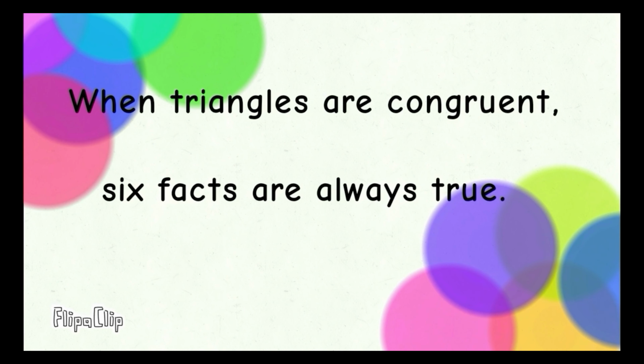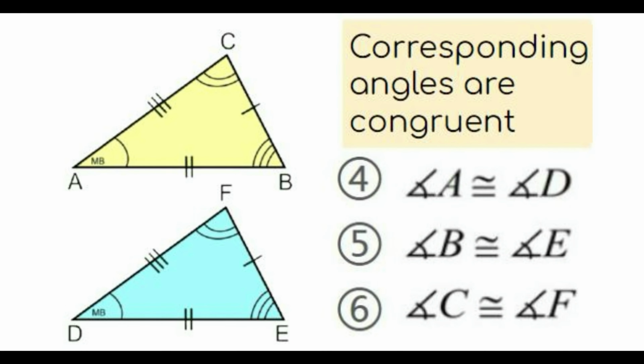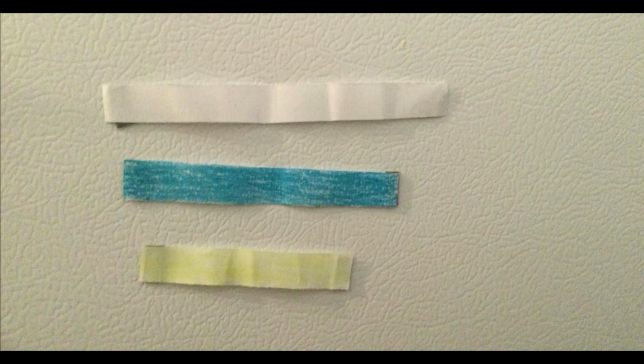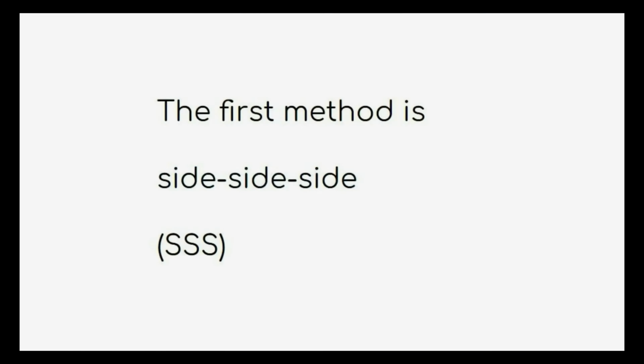When triangles are congruent, 6 facts are always true. The corresponding sides are congruent. The corresponding angles are also congruent. We will be using these color stripes and other things to help you understand congruent triangles better. If you are dubious about anything in the explanation section, try it out yourself.